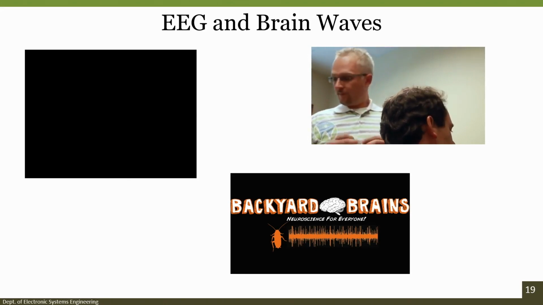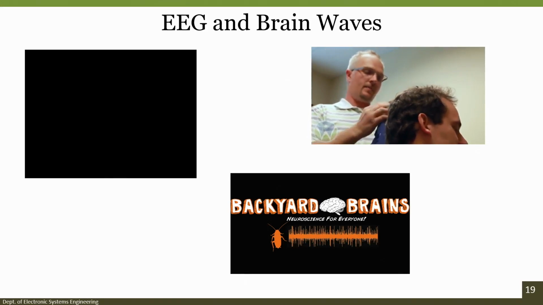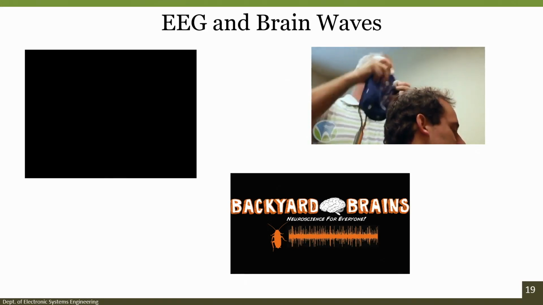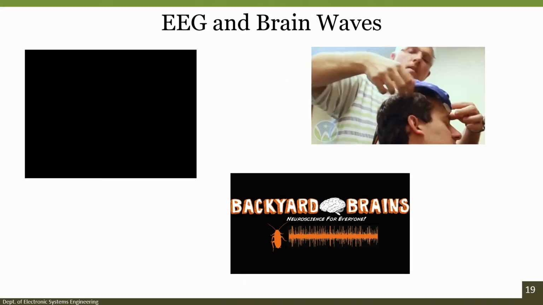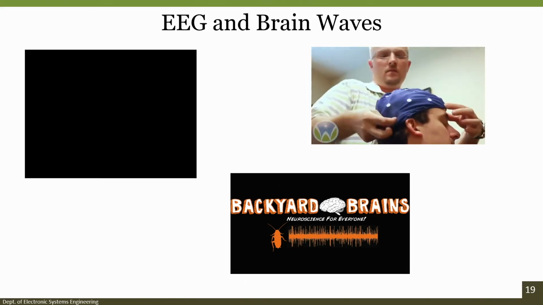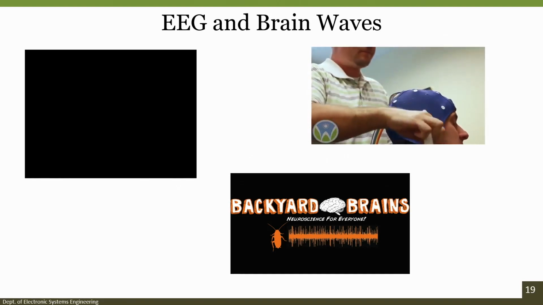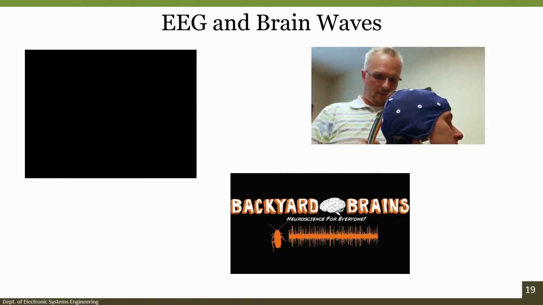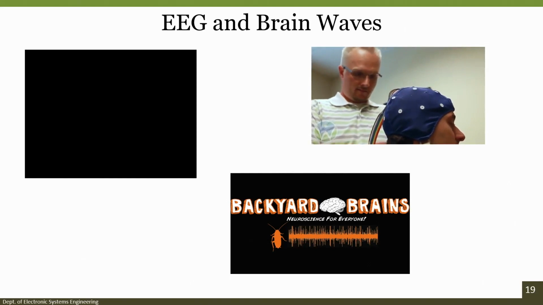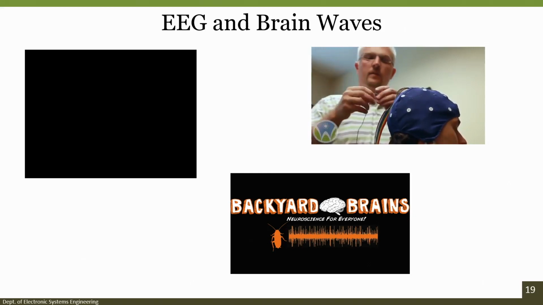Okay. This is the hardest part of the whole process right here. This cap goes right over the top of your head, just above your eyes. Just like that. And you get two ear sensors here, one on each side. Okay. And on the other side over here.